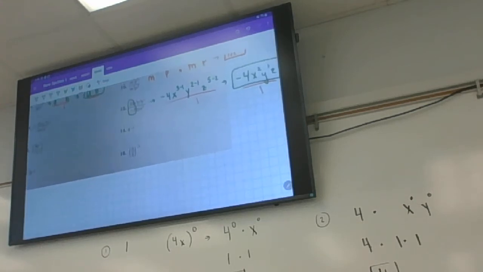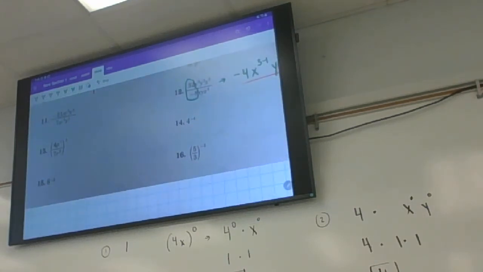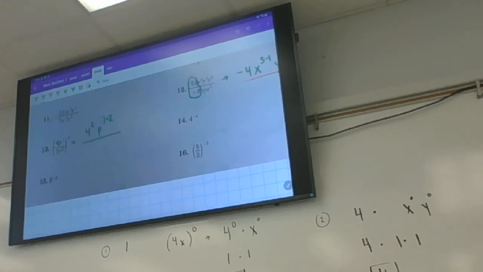Alright, 13. Now we got parentheses with an exponent on the outside. Everything gets it. So the 4 in front is squared. Power to a power means we multiply. So this time we do 7 times 2. The 7 down below is squared. Or 2 times 2. 16, p to the 14, 49, r to the 4. How about that one though? Which one's easier, 12 or 13? 12.